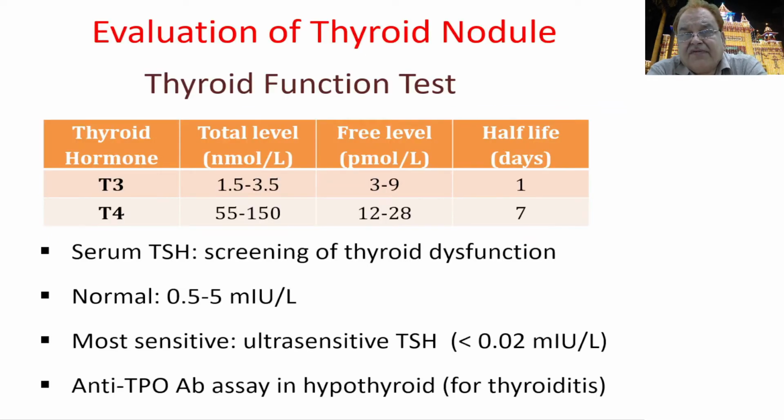Now, if you look at the thyroid function test, if you have to just screen the patient for any abnormality, then you should do only the TSH examination. Ultrasensitive TSH is very specific and very sensitive for abnormality of thyroid function. And if you are asked that if you want to do just one test in a case of thyroid function test, do the free T4 for that patient, and that will tell you whether this patient is having hyperthyroidism or not. Anti-TPO antibodies may be raised, usually when the patient is having thyroiditis.